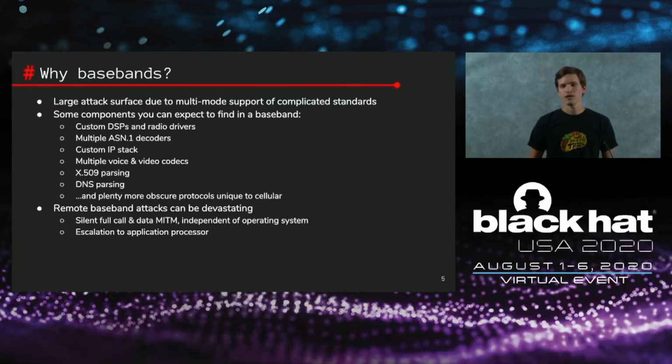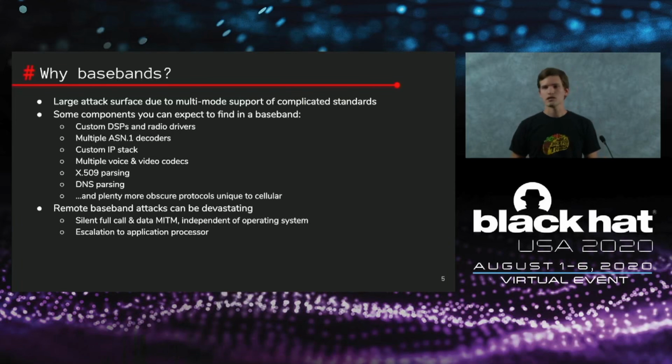So why basebands? Well, basebands have a lot of attack surface. As I said, they support the 2 through 5G protocols, which are really complicated. Some of the things you can find on basebands include custom DSPs, ASN.1 encoders, possibly auto-generated or written by hand, custom IP stacks, voice and audio codecs, X.509 parsing, DNS parsing, and a ton more. The more you look, the more you find. Some things are really obscure and unique to cellular. Some are things you'd only expect to find on a desktop.